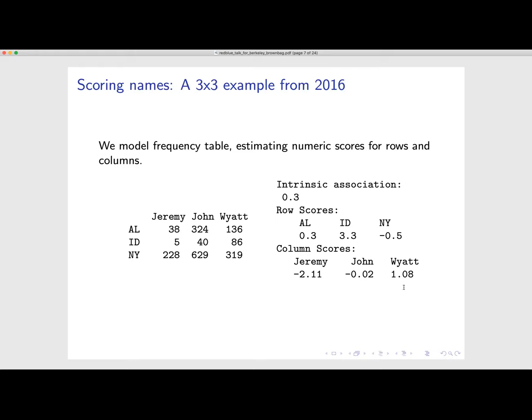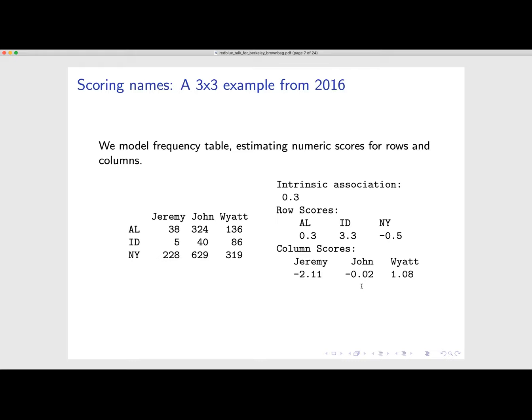So what should you take seriously about these scores and what shouldn't you take seriously? You shouldn't take the sign seriously, because we could just multiply all the row scores by minus one and all the column scores by minus one, and it would give you the same predictions. So negative and positive don't mean anything, they're just arbitrary. What you can take seriously is the order, that Jeremy is closer to John than to Wyatt, and the distance, that Wyatt is only half as far from John as Jeremy is from John. That's what the output is telling us.